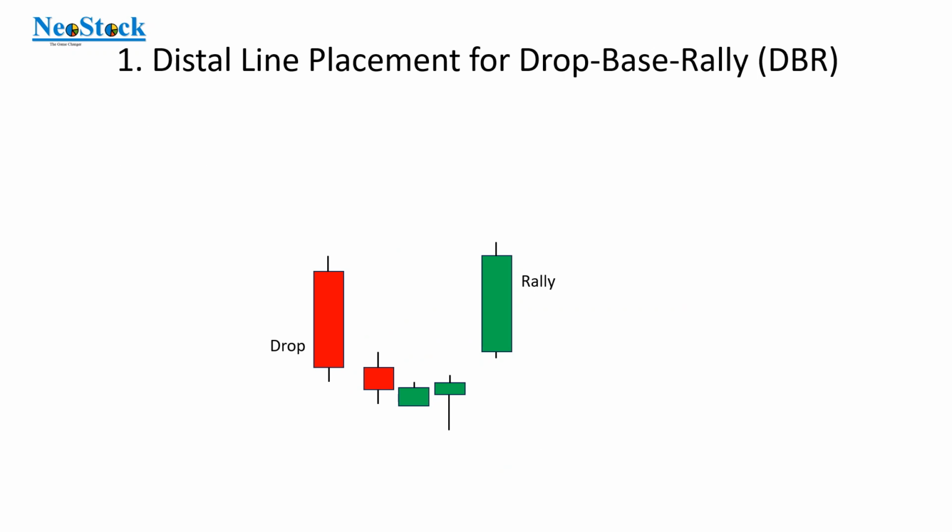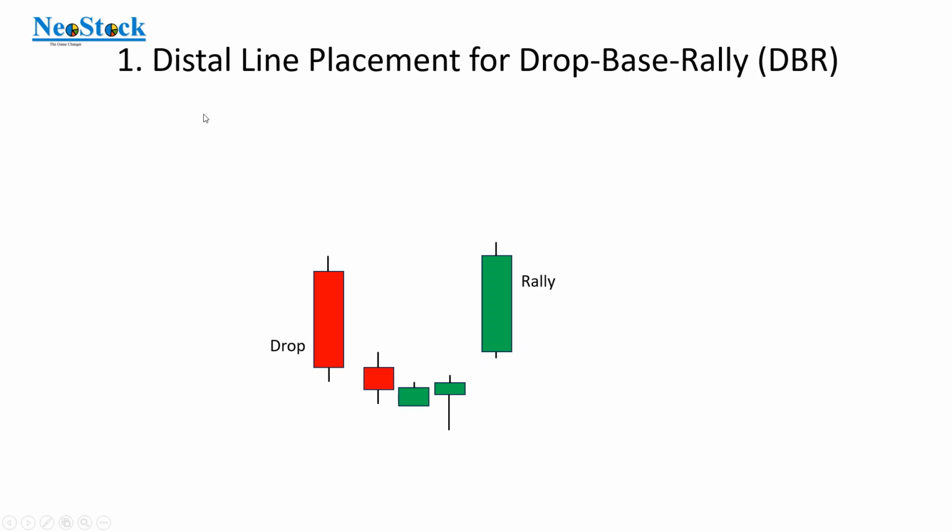For a demand zone, the distal line is the zone low, and for a supply zone, the distal line is the zone high. Okay, now the first type, drop base rally. Because this is a rally candle, it indicates a demand zone. So the distal line is always a zone low. To define the zone low, we have some rules for the demand zone. Let us look into the rules.